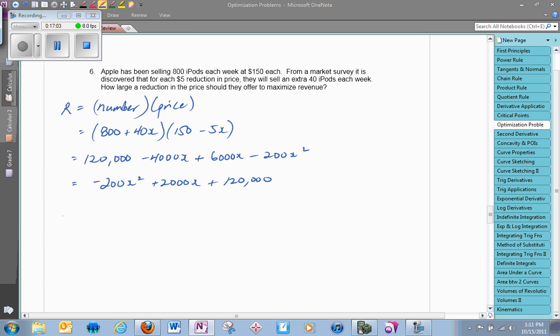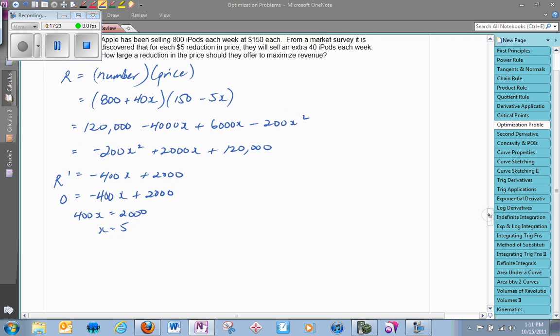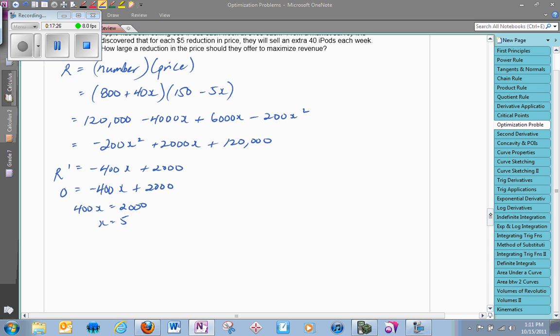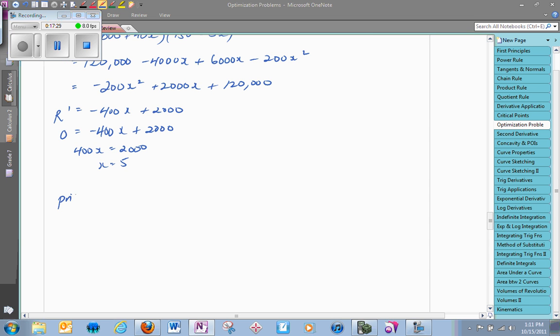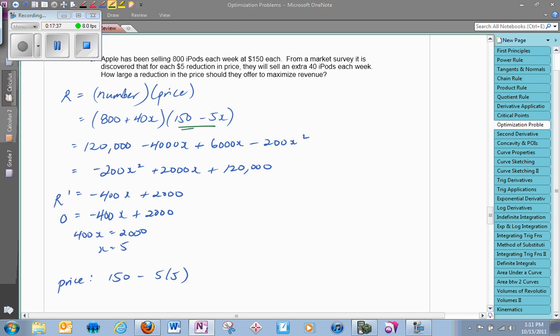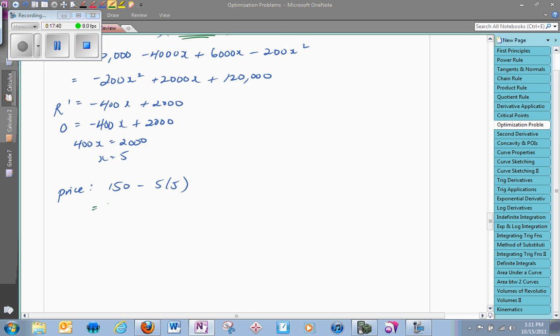And now take the derivative and set it equal to 0. Solve for x. So I know x is 5, so that's the number of price changes I need to have. But in order to find out the real price, I need to go back and sub it into the original part of the equation, so right here. And when I do that, I get 150 minus 25, so 125.